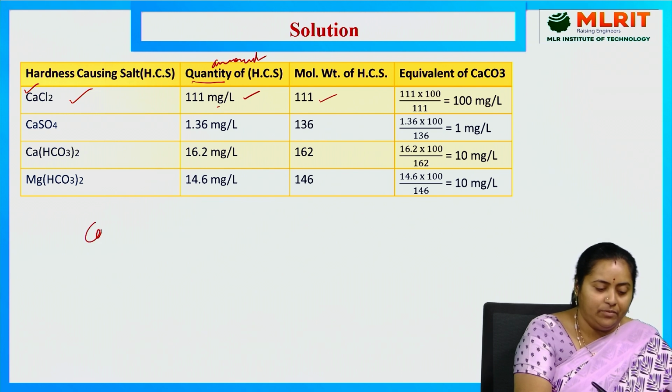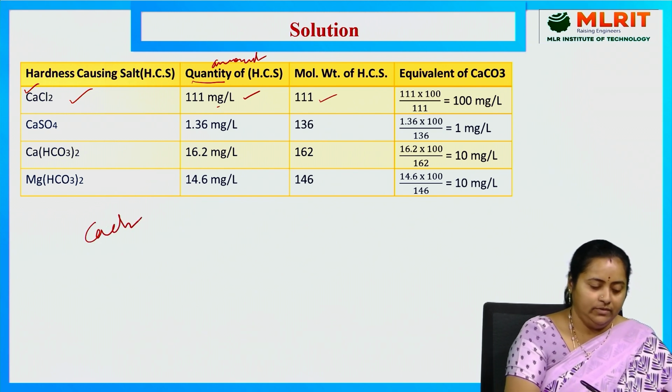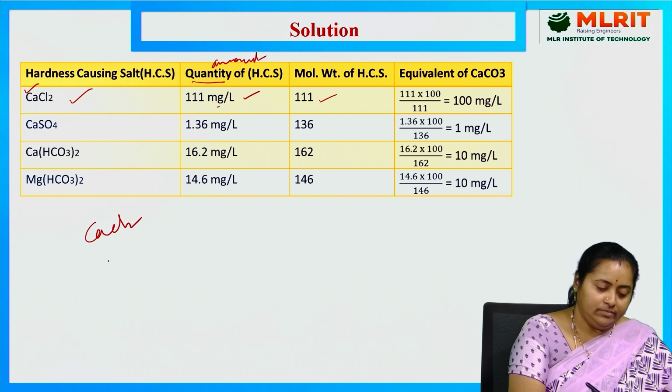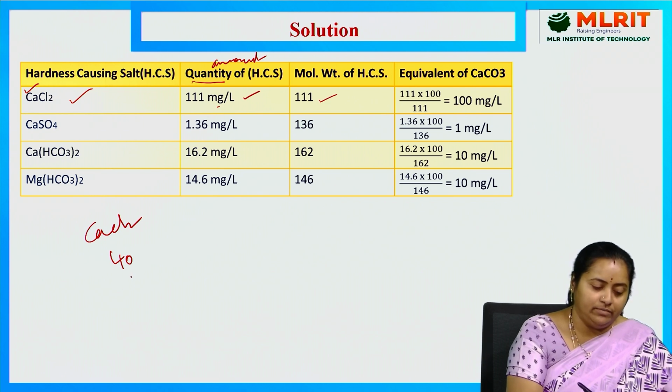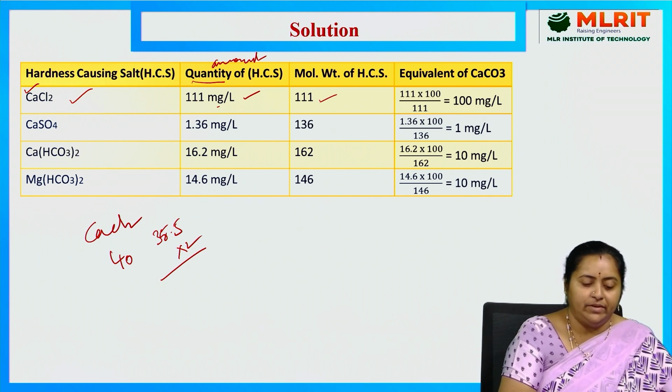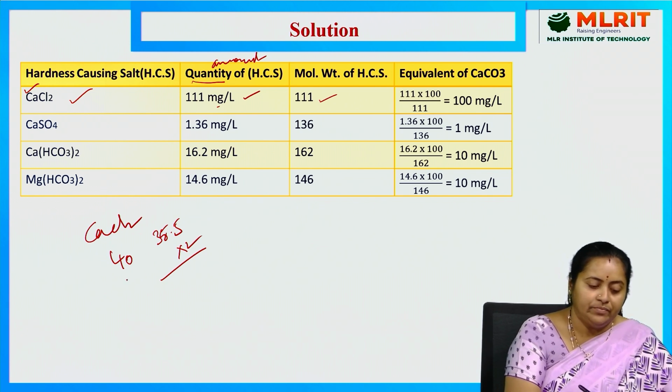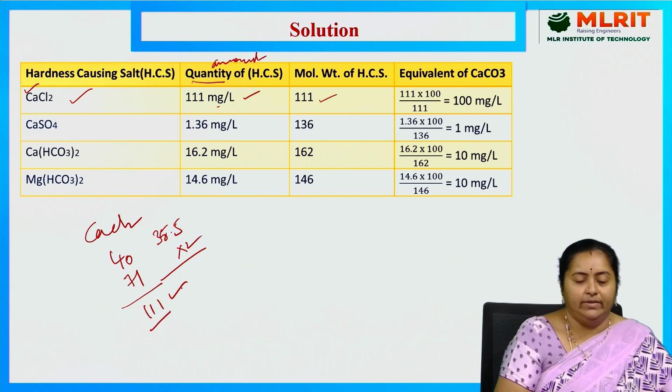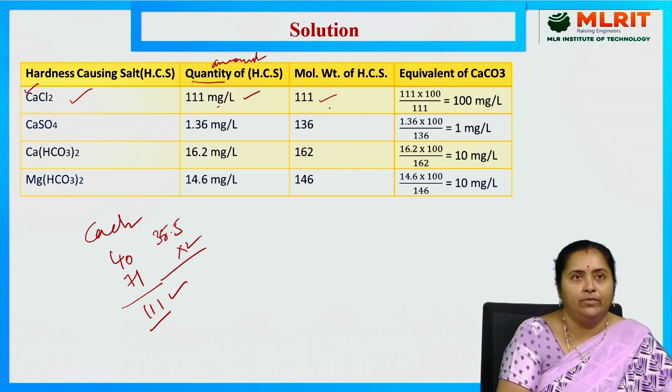Say, for example, I am going to calculate for calcium chloride. What is the atomic weight of calcium? Atomic number is 20, atomic weight is 40. And for chlorine, atomic weight is 35.5. As we have taken 2 moles, that is CaCl2, 35.5 into 2, so it is 71. So, total it is 111. So, the gram molecular weight of calcium chloride is 111.